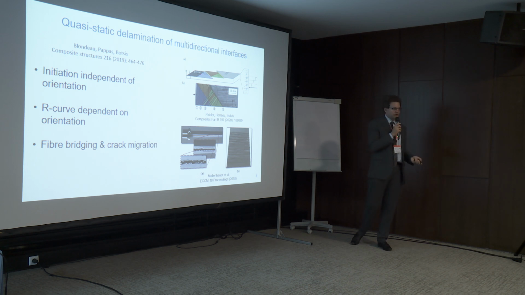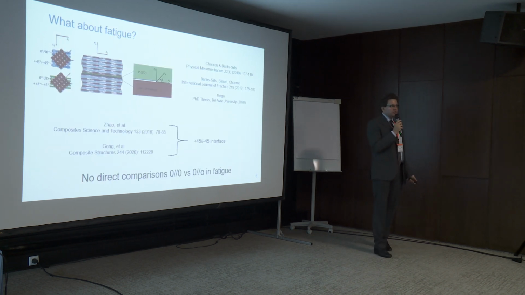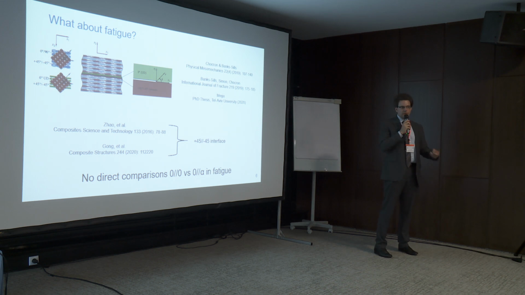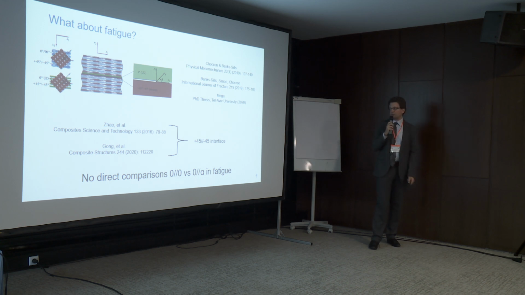So that is quasi-static. In fatigue, there's much less data. In terms of multi-directional delamination, I could find some work from the group of Professor Bang-Sils, who we just heard. There's also some work from China by Zhao et al. and Kong et al. But there are no direct comparisons between a unidirectional interface and a multi-directional interface for the same material. So we can't really extract what is the effect of the fiber orientation. So we decided that's a nice knowledge gap to jump into. Let's see if we can do some first tests, get some first preliminary data to have an idea what is going on here.